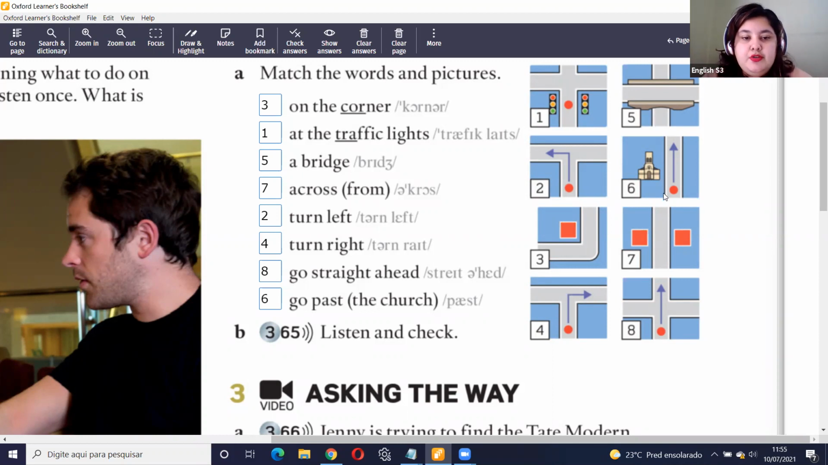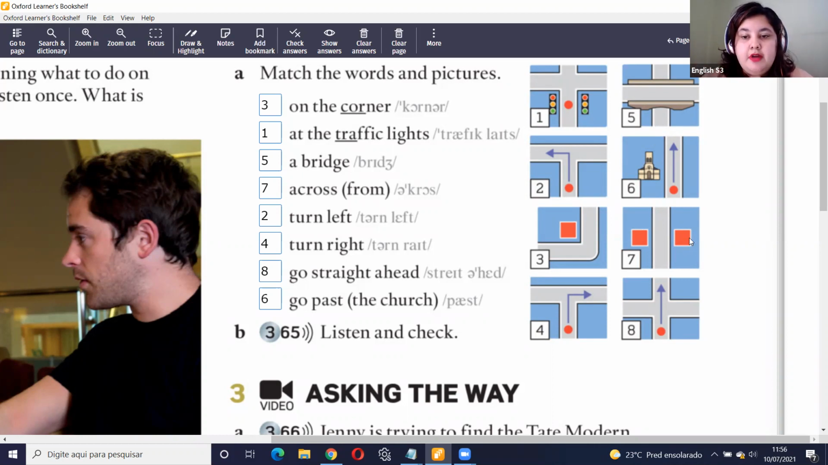Number 6 is go past, ou seja, passe da, para fazer alguma coisa. Imagine que tem duas entradas aqui. Imagina que tem uma entrada antes da igreja e uma entrada depois da igreja. Go past the church and turn left seria passa a igreja e vira à esquerda. Então, a gente tem um ponto de referência.